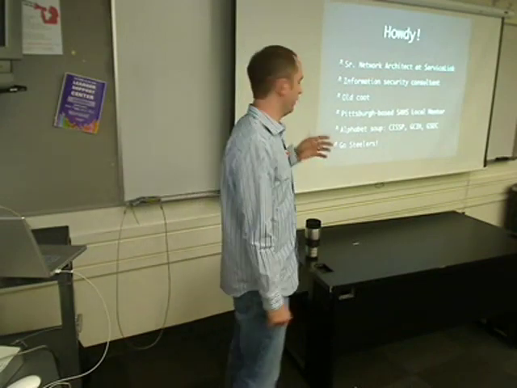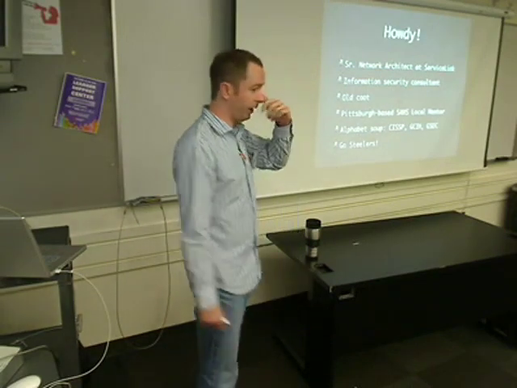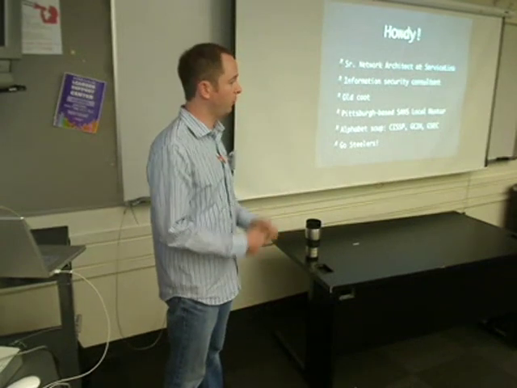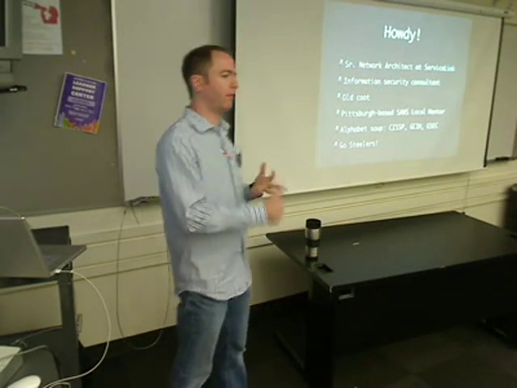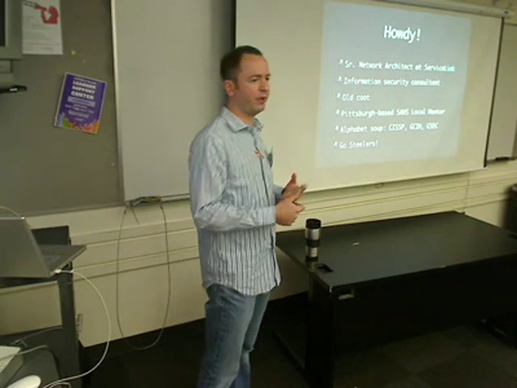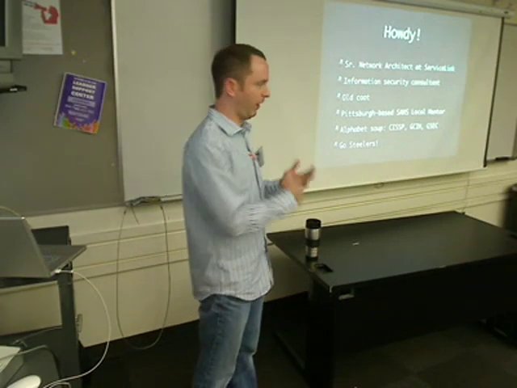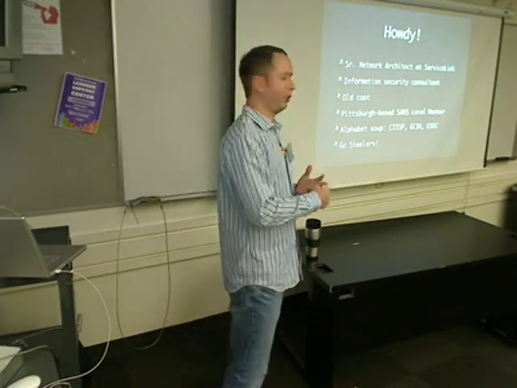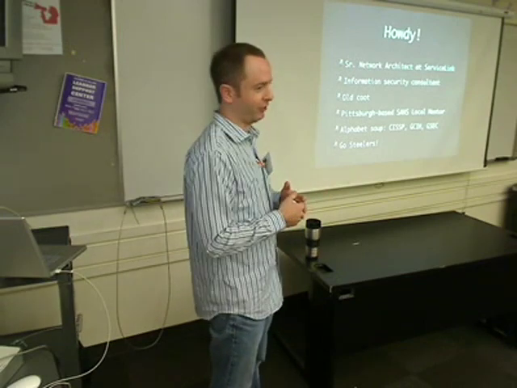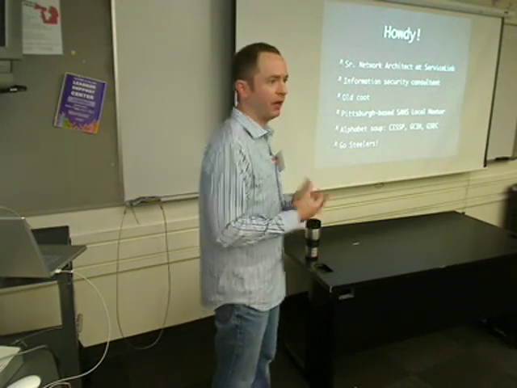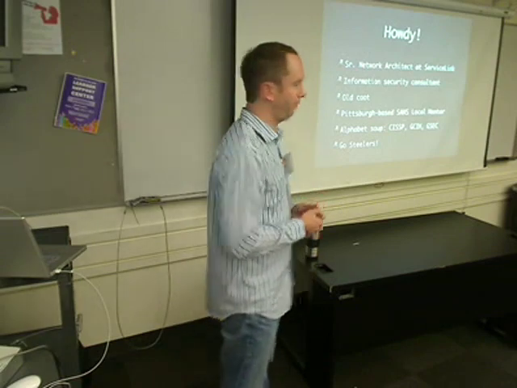I claim to be some sort of expert. I'm a senior network architect at ServiceLink. We do a lot of mortgage processing, foreclosure processing, that kind of stuff. So we take very sensitive information: FICO scores, credit scores, credit background checks, Social Security numbers. So we have to keep that very, very secure.